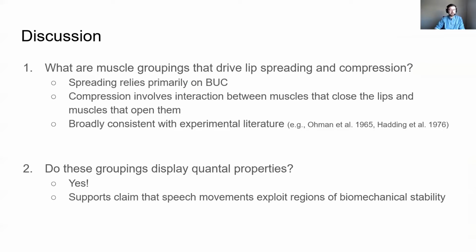Our second question, do these groupings display quantal properties? The answer is yes. And this supports the claim that speech movements exploit regions of biomechanical stability.